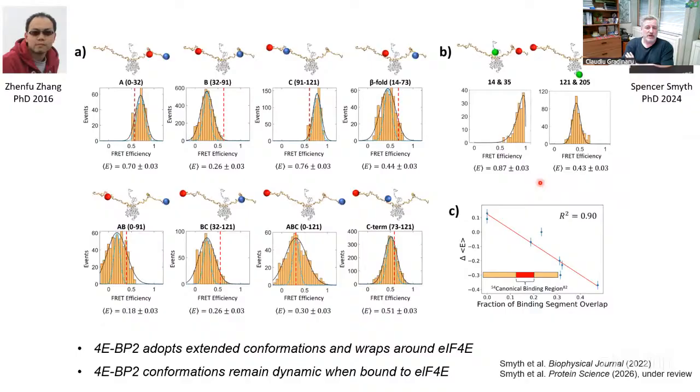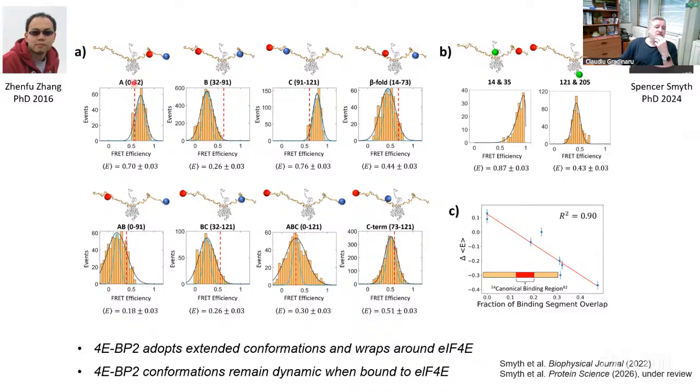So two of my grad students designed FRET experiments. They looked at energy transfer, so distance information between different segments in the chain all the way. This is 121 residues, so you can see probing various segments. This is the N terminus, and this is all the way at the C terminus. What you see here, there's a lot of information, but I'll give you an example.